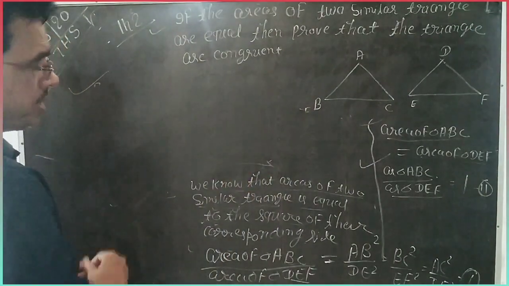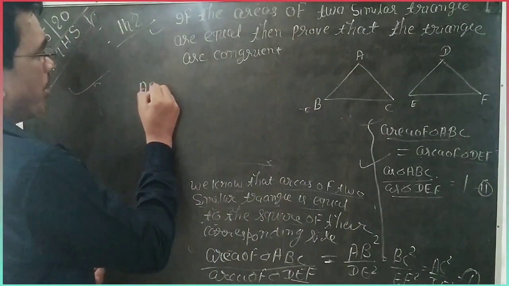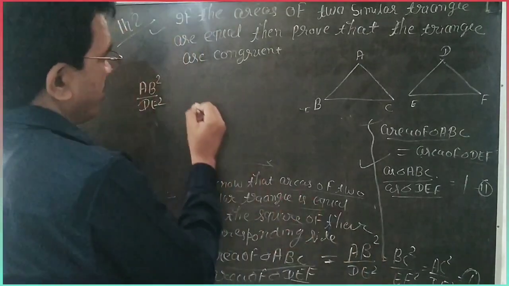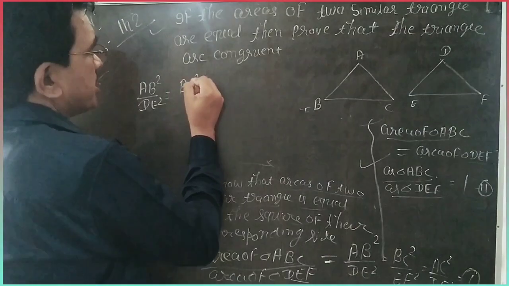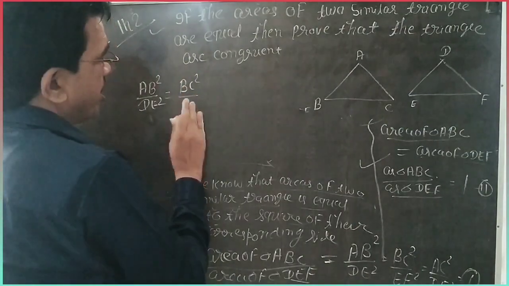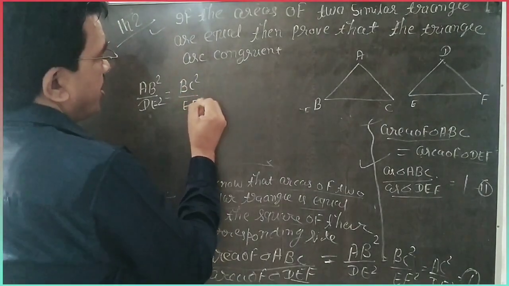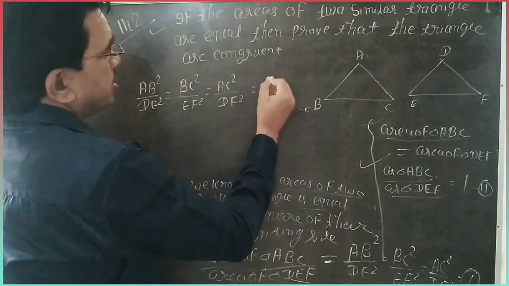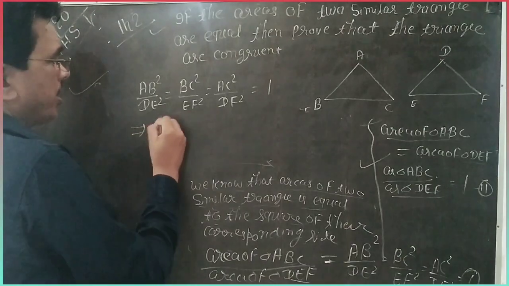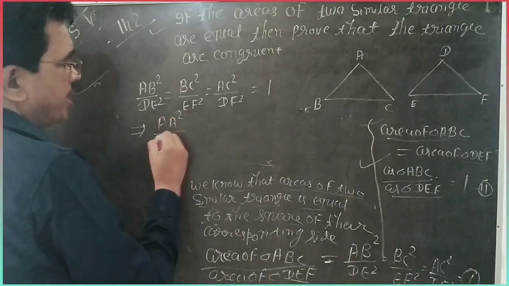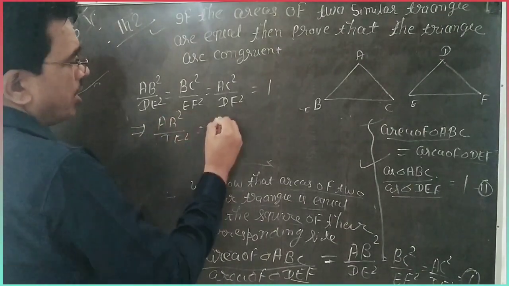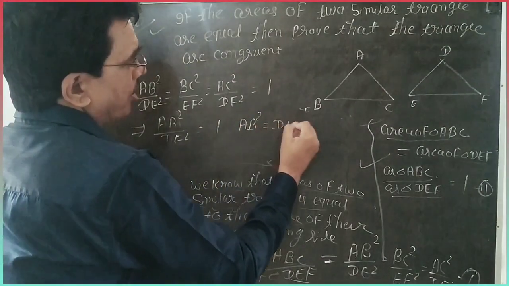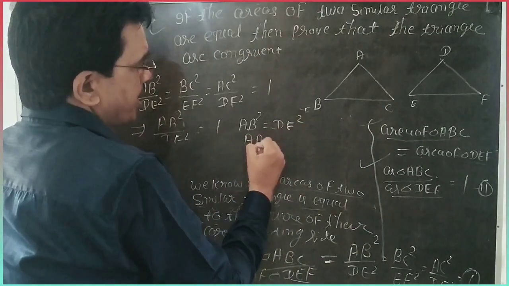So what is the RHS? RHS is AB square by DE square, which is equal to BC square by EF square, which is equal to AC square by DF square, which is equal to 1. Then AB square by DE square is equal to 1. So AB square is equal to DE square, that is AB is equal to DE.